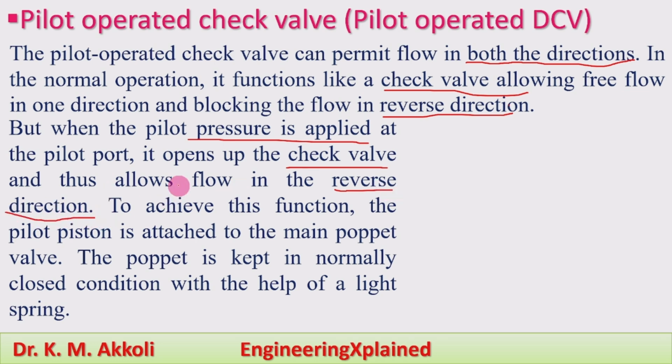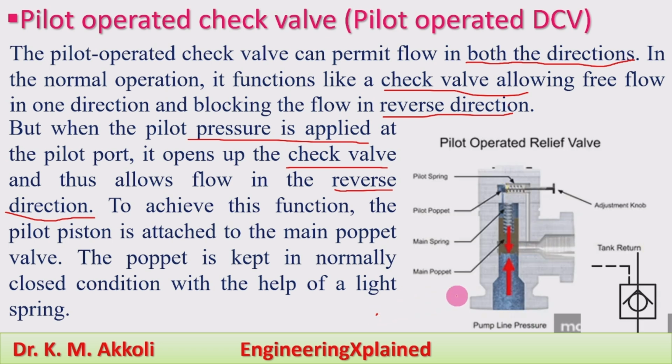If the pilot pressure acts on the pilot piston, then it allows the flow in the opposite direction also. To achieve this, the pilot piston is attached to the main poppet valve. The poppet is kept normally in closed condition with the help of a light spring. That operation we can see with the animation here, and here we can see the normal operation.